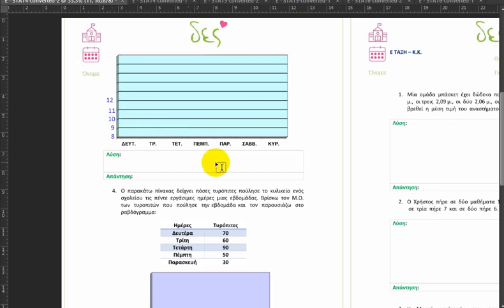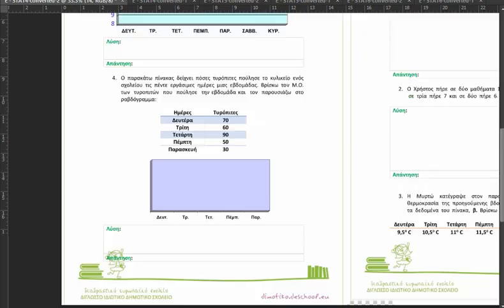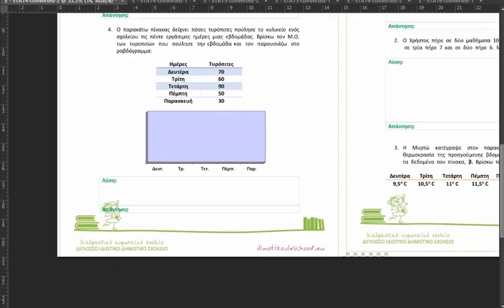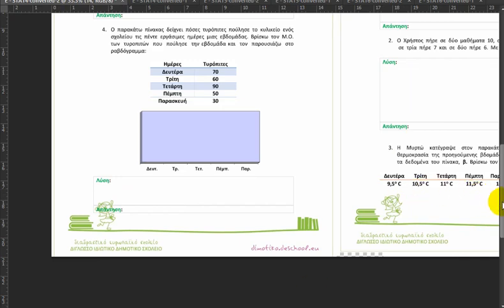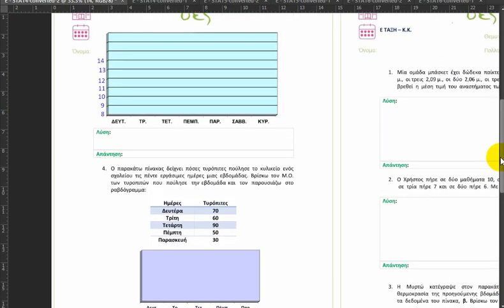This would be 12, 13, 14, and I don't, do I really? I don't have to go higher than that, do I? Yeah, 13.5 is the highest. So Monday is 9.5. 9.5 means 9.5, so it's gonna be right here.